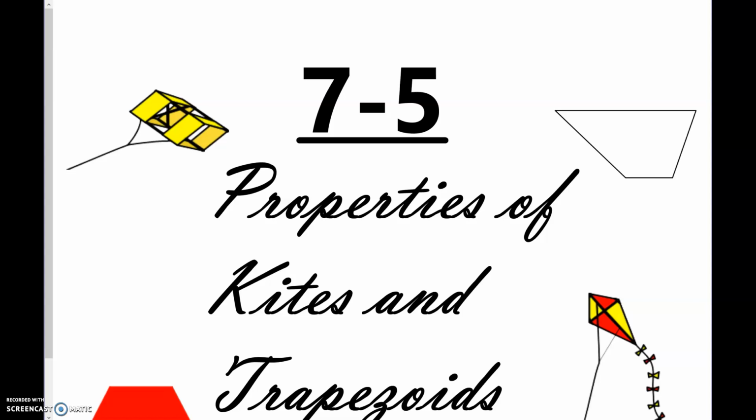Hello and welcome to your geometry lesson for today. Today we are covering Chapter 7, Lesson 5, and we're going to be talking about properties of kites and trapezoids.